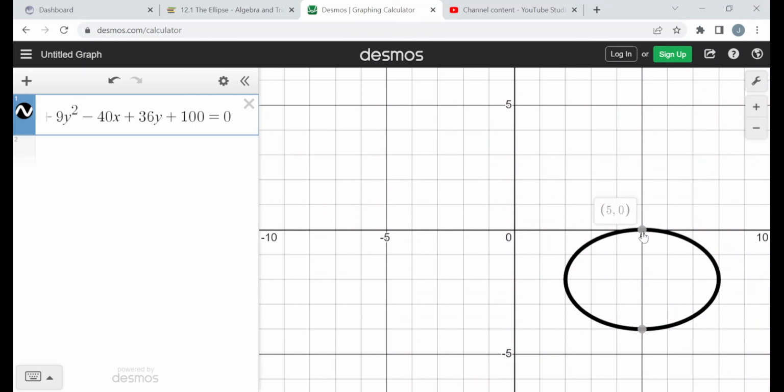And see the 5, 0 and 5, negative 4, those were the co-vertices. Here's 8, negative 2, and 2, negative 2, the vertices, right? The center is clearly at 5, negative 2 as well. So it looks like I did a good job. It matches.